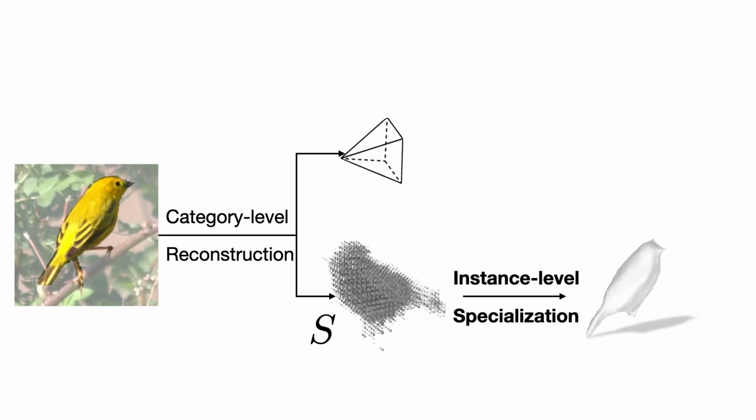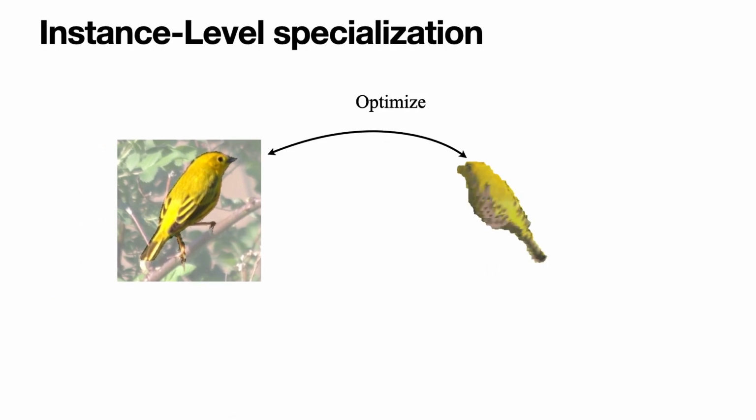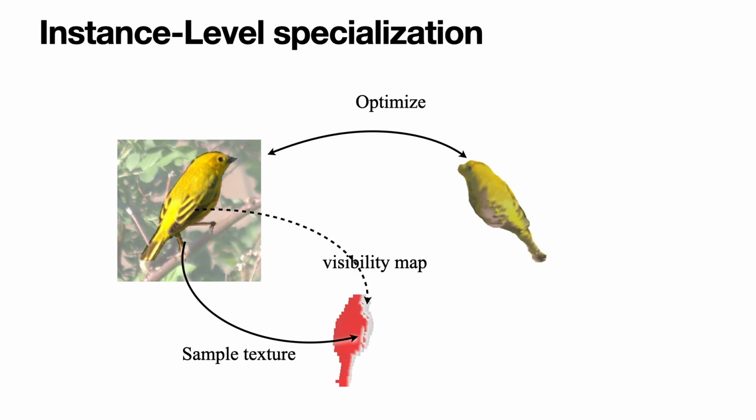In the second step of the method, the coarse volume is converted to a mesh. The mesh is further optimized to better match the input with awareness of self-occlusion. The objective also encourages surface smoothness.